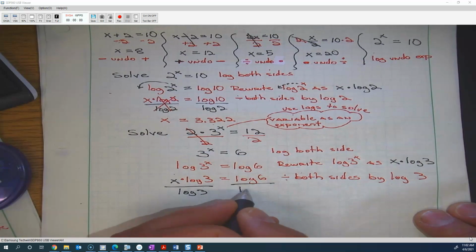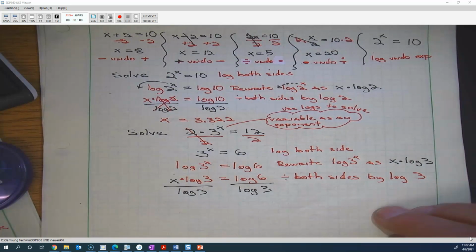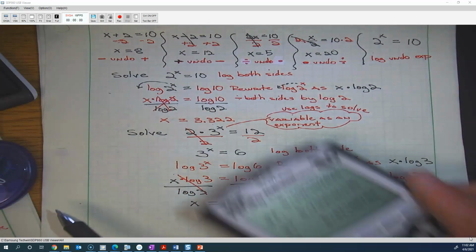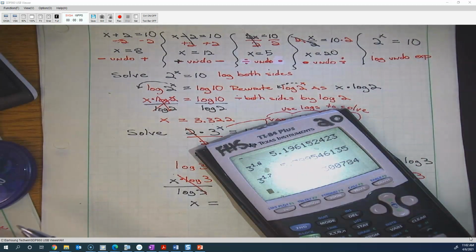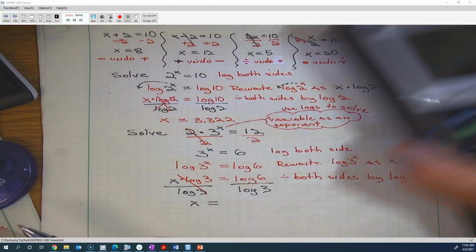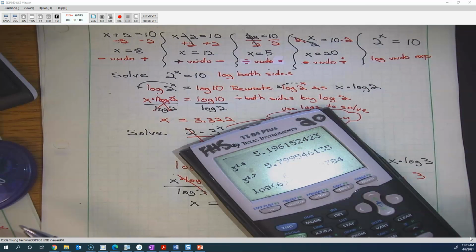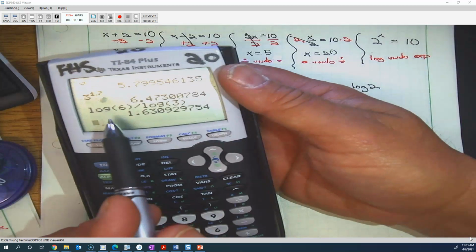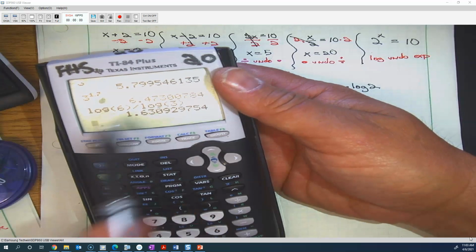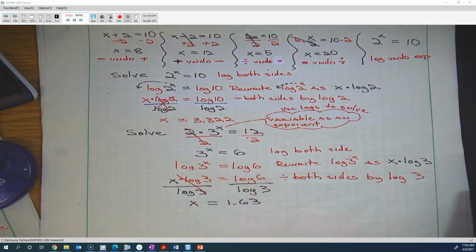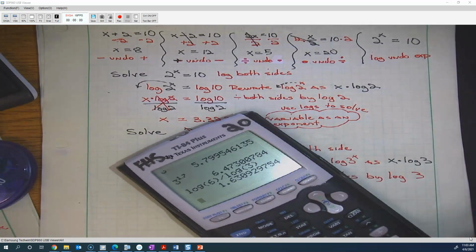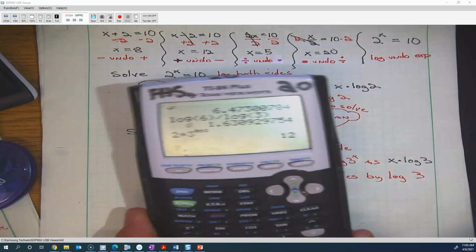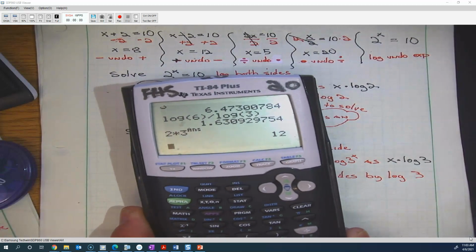Log 6 over log 3. Okay. Do that on your calculator and you're going to get something real close to 1.7. Okay, so log 6 divided by log 3. Yep, 1.63, etc., etc. So I'm going to round this to 1.63. And if I checked it, 2 times 3 to the second answer, and I should get 12, and I do. So that's what logs are for, logarithms.